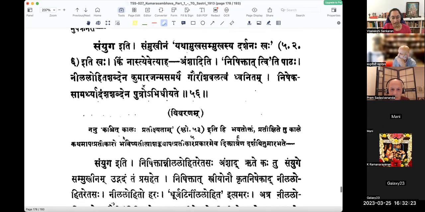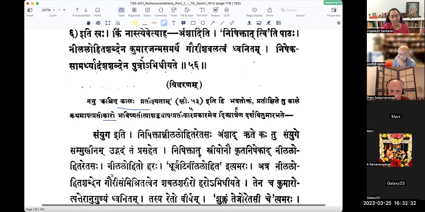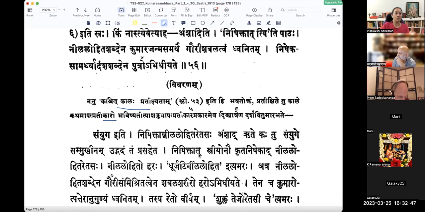Nanu kaschit kalav pratikshyatam iti hi bhavata uktam. Pratikshite tu kale katham apat pratikaraha bhavishyati ityashankya apat pratikara prakarameva dingmatrena darshayitum arabhate. So the next few shlokas, except for the last two shlokas, are where Brahma shows the path in a very small manner. Dingmatrena, he just shows the direction in which the devas have to go.